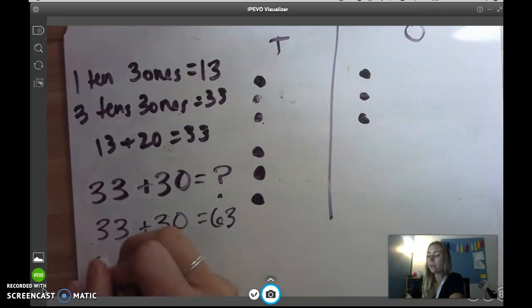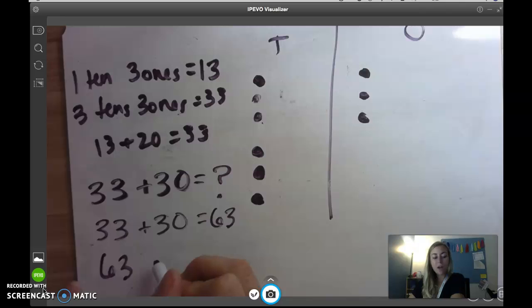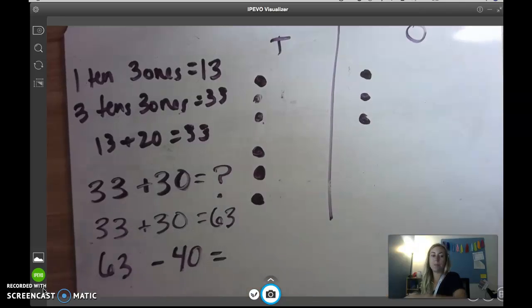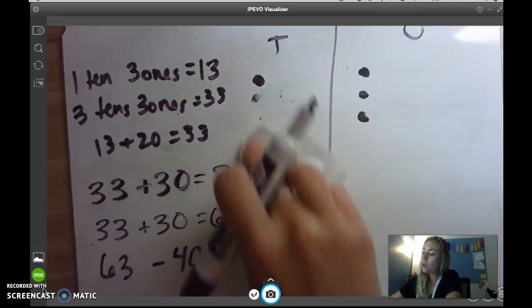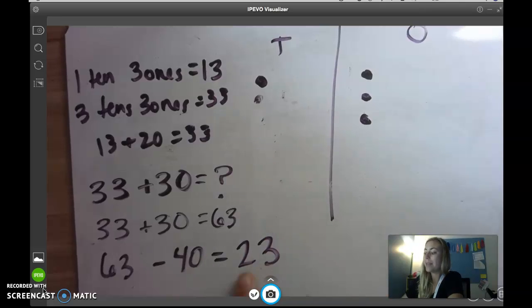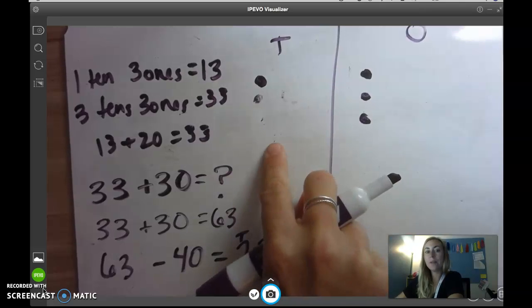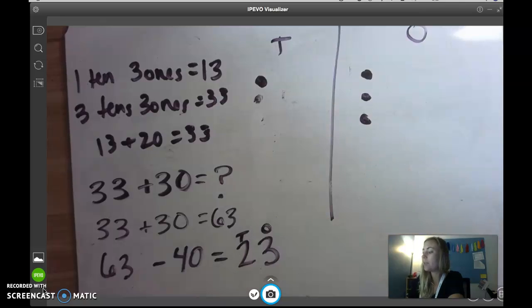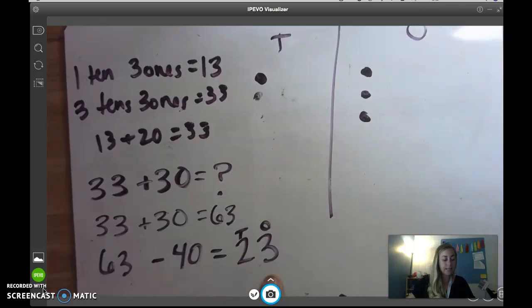So now I'm at 63, and I want to know, if I take away 4 tens from 63, what would my answer be? And I want you to think in your brain, does my tens place change or my ones place change? That's right. If you took away 4 groups of 10, then you would have 23. My tens place changed because I moved around the tens place, but I didn't touch my ones place, so my digit in the ones place stays the same. Let's do some more.